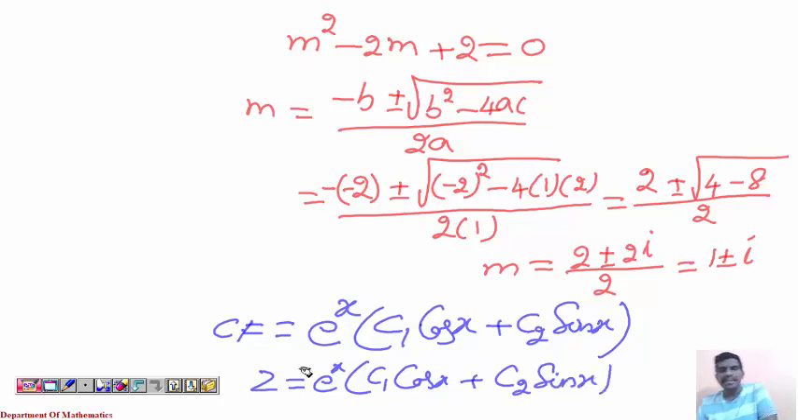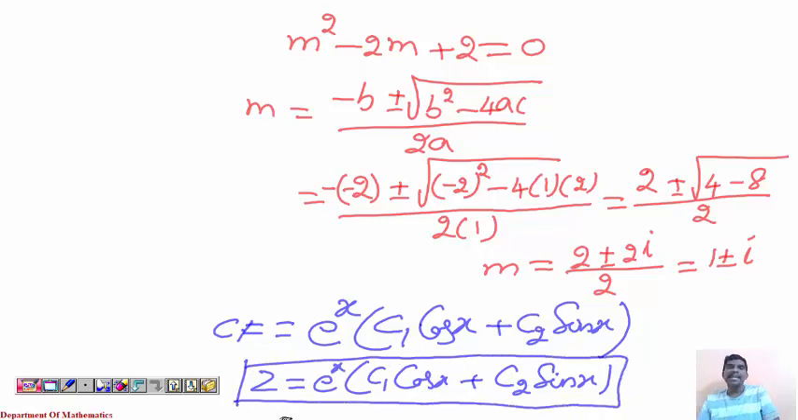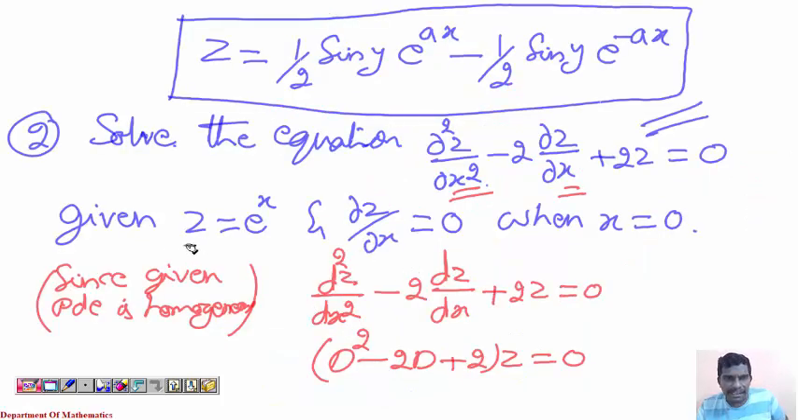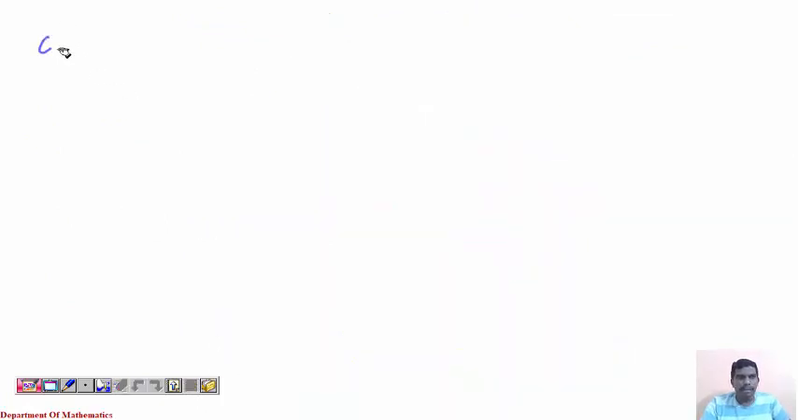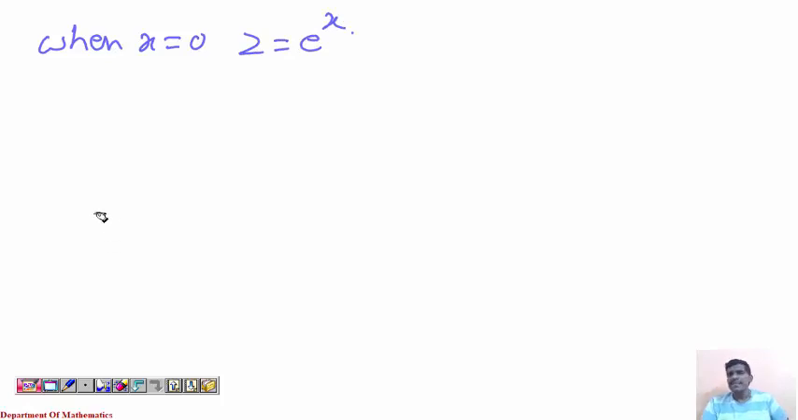Now, this solution has to be determined under the given conditions. Here the given conditions are z is equal to e to the power of x, and dou z by dou x is equal to 0, when x is equal to 0. Let us use the conditions one by one. First, when x is equal to 0, the z value is equal to e to the power of x. This is the first condition.